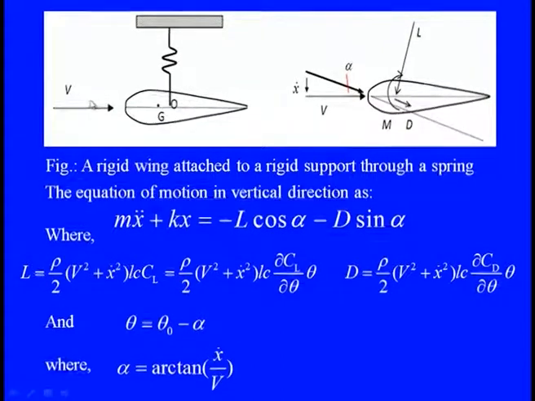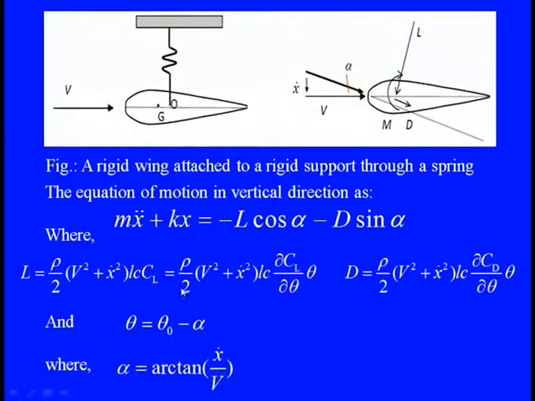When the air velocity is dragged into that, there is a clear inclination motion, and we can have the equation of motion: m x double dot plus k x equals minus L cos alpha minus D sin alpha, according to the resolution of these two components.